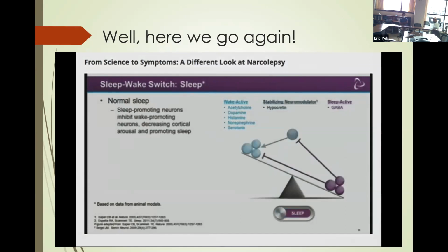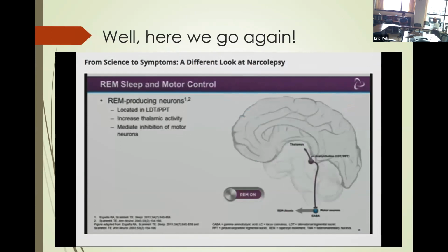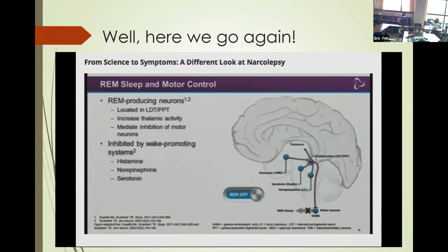Okay? Now, in normal sleep, promotion neurons inhibit wake neurons, decreasing cortical arousal. That's what happens in the sleep system, as I mentioned before. Now, as I mentioned, hypocretin has other functions, and one of them relates to REM sleep, and REM is very much involved in the control of muscle activity, okay? So it originates from LDT, PPT, very simply put, pontine nuclei, and the increased thalamic activity, which gives a lot of the activity we have, but very importantly, it has descending things down to the spinal motor neurons, which inhibit activity in sleep. So in REM sleep, all of us are paralyzed for roughly 110 minutes every night.